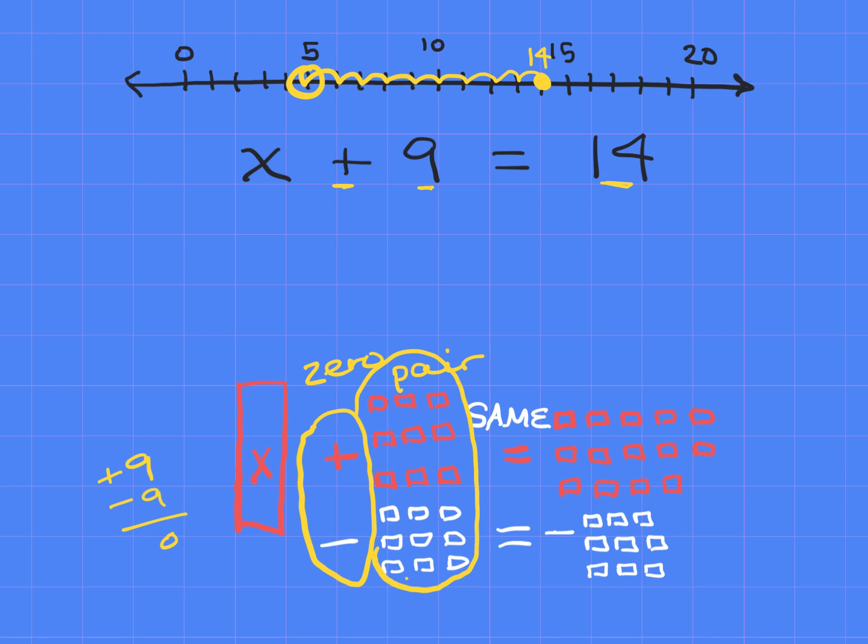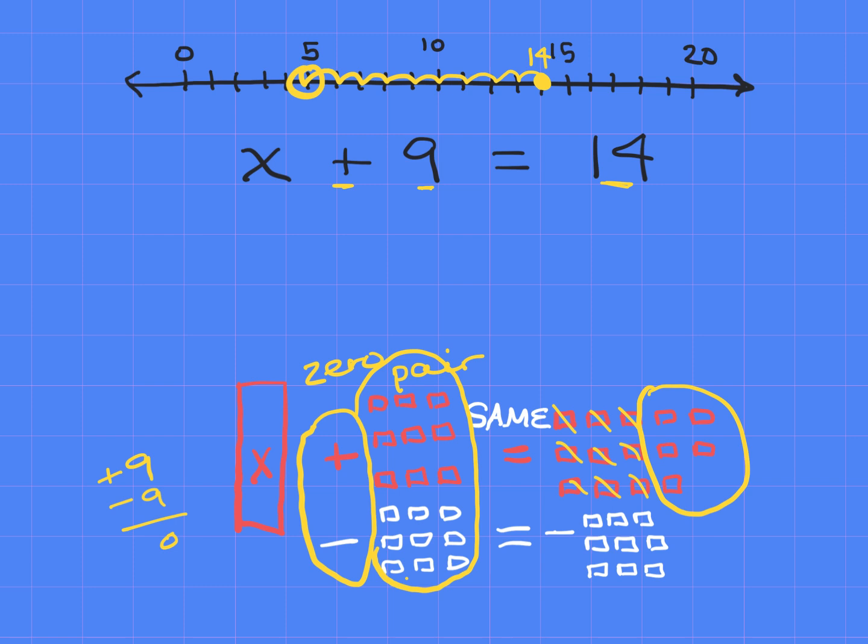Now on the right side, I had 14 tiles. I took away 9. So if we take away the 9 tiles, 1, 2, 3, 4, 5, 6, 7, 8, 9, we are left with 5. And that's what we found up above, that x has a value of 5.